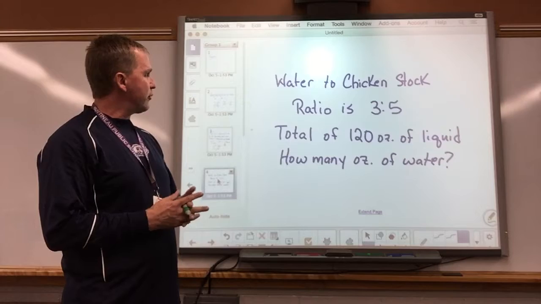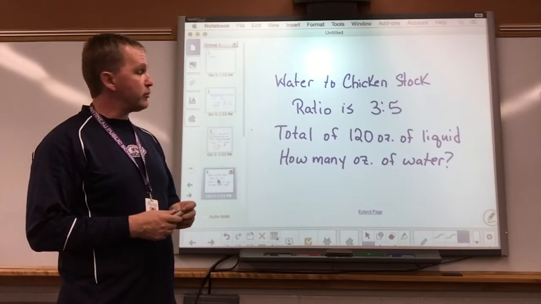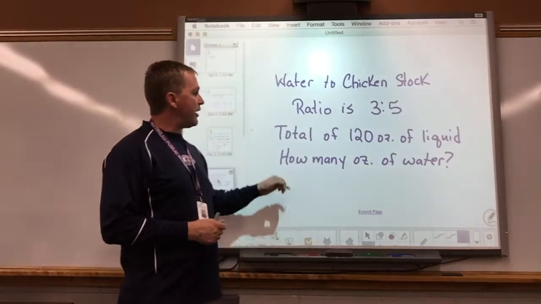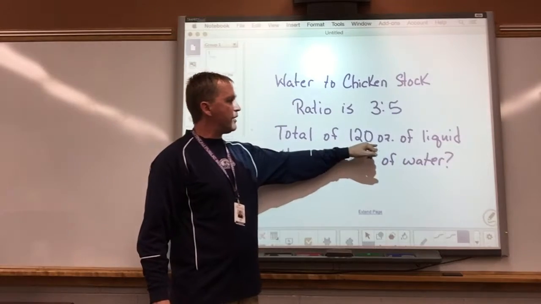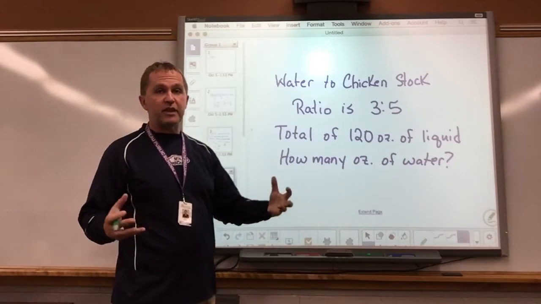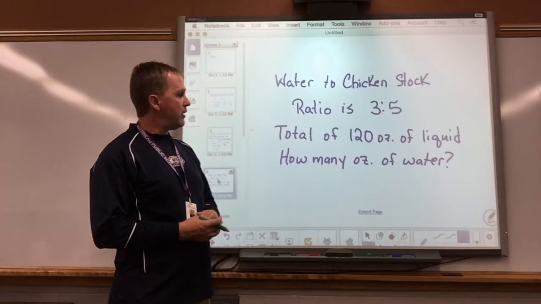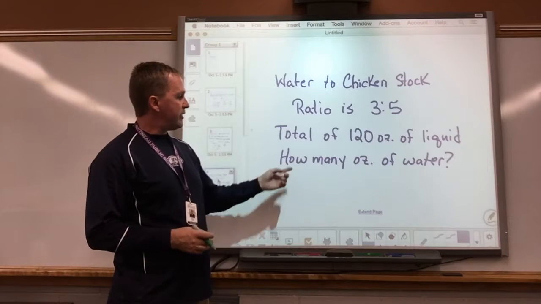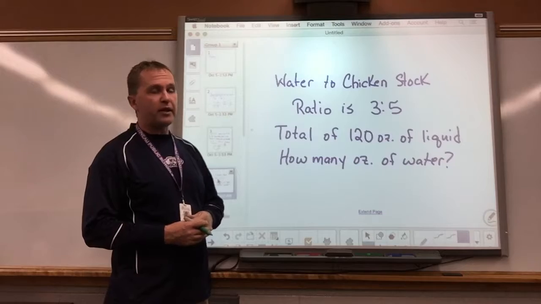Next problem. We're going to use some sort of recipe here. We have water to chicken stock is what the recipe says. The ratio is 3 to 5. We have a total of 120 ounces of liquid, liquid being both the water and the chicken stock. So we know that together they form 120 ounces. And the question is, how many ounces of water do you have?